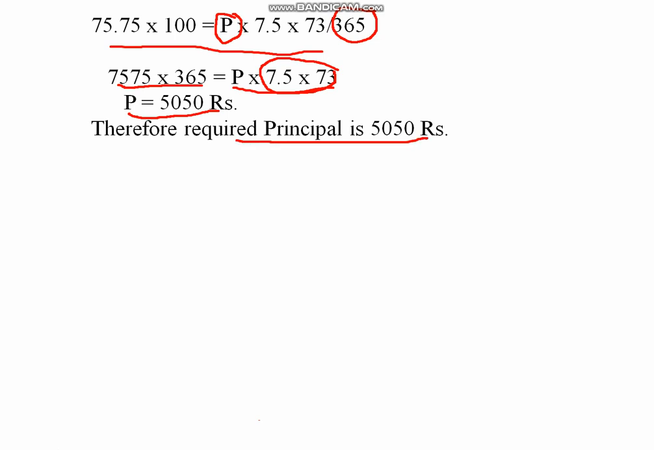This is an example. In this example we have been given the period in days. So the important thing is to convert the days into a year and then find out the principal using the formula I is equal to P into R into N upon 100. In this case R is given already, N is given, but N is given in days, so convert days into a year. So the required answer is 5050 rupees.